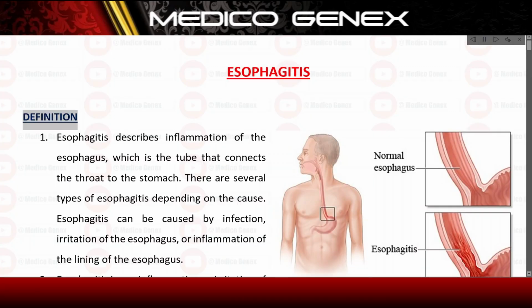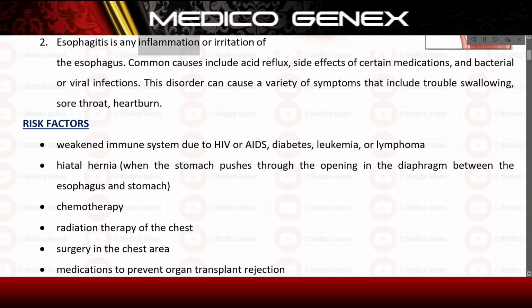Esophagitis. Definition. Esophagitis describes inflammation of the esophagus, which is the tube that connects the throat to the stomach. There are several types of esophagitis depending on the cause. Esophagitis can be caused by infection, irritation of the esophagus, or inflammation of the lining of the esophagus. Esophagitis is any inflammation or irritation of the esophagus.